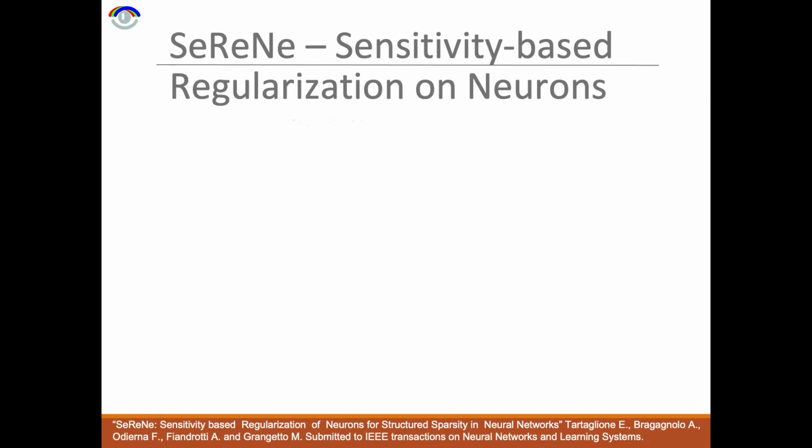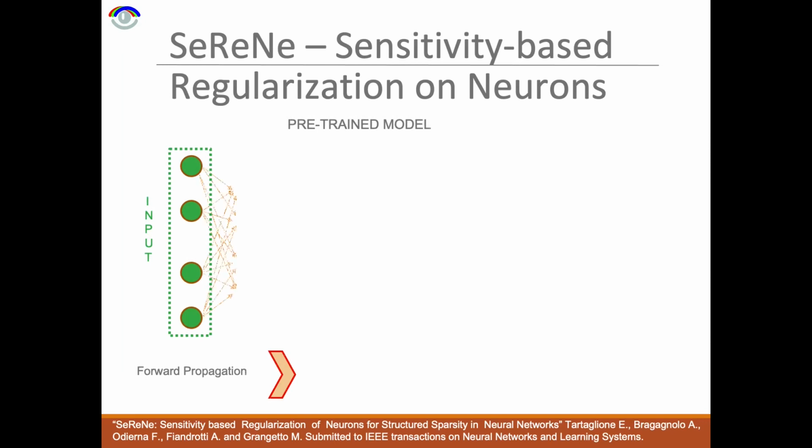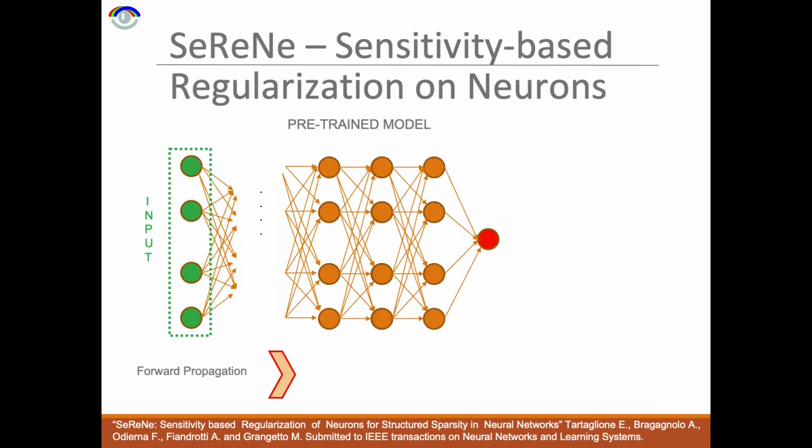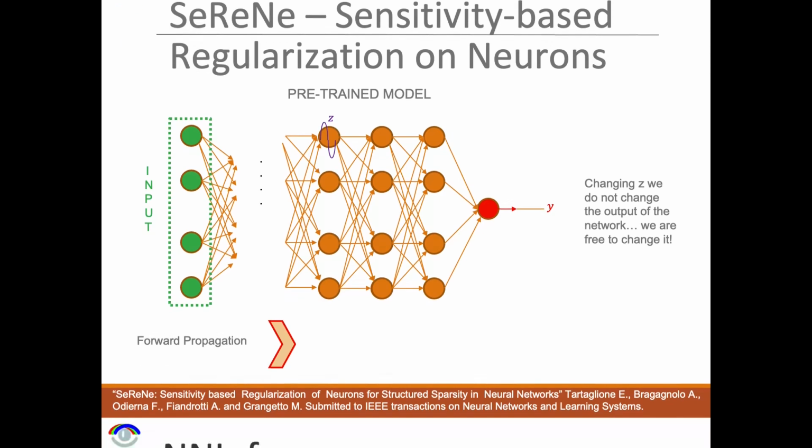We have designed an algorithm to achieve structured sparsity in deep models. In particular, it senses how much the output of a neuron affects the response of the model. All the neurons whose contribution is not relevant to the result are removed from the deep model. We call this algorithm SERENE, also known as sensitivity-based regularization of neurons, and it is a pruning algorithm for structured sparsity. We will compare it to Lobster, a state-of-the-art pruning algorithm achieving unstructured sparsity.